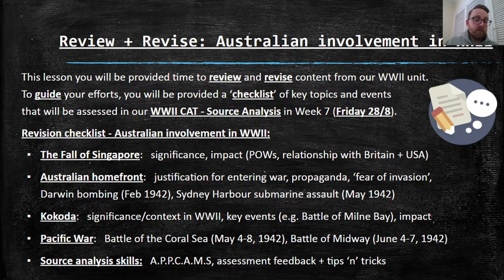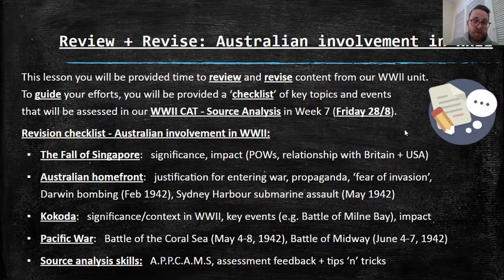The Australian home front. So how did the war actually affect Australia? So justification for entering the war, supporting Britain, supporting the Commonwealth. Propaganda. So similar structure for the CAT as the Dev. So there's a good chance you will find yourself with an image or some text that is related to propaganda from World War II. So you need to understand what it was, why we used it, and what they were trying to achieve.